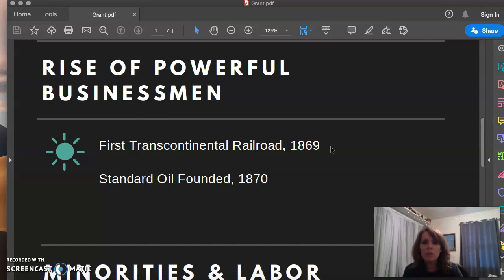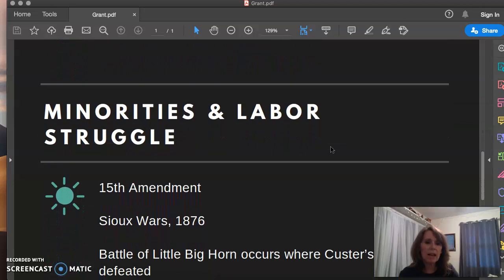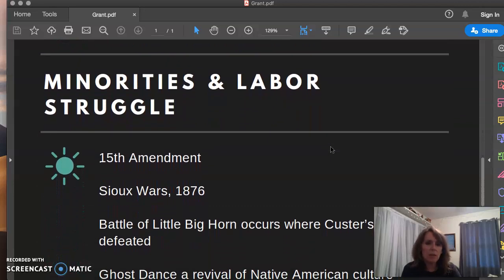And it's just going to become an era of the businessmen basically being in control and influencing the government to a great degree. Another issue or learning task we want to take on in this era with Grant and the Reconstruction era is the minorities as they struggle, and labor forces, farmers and people who work in factories.